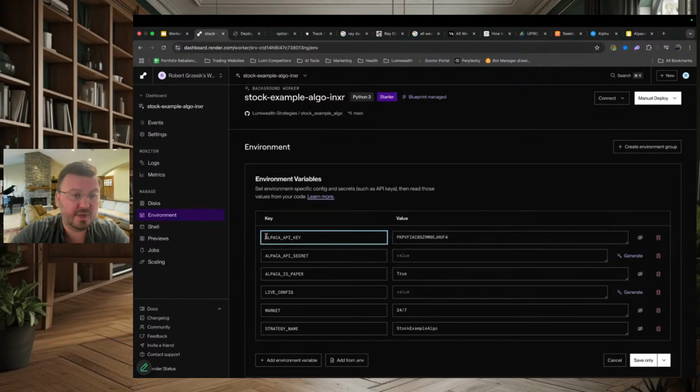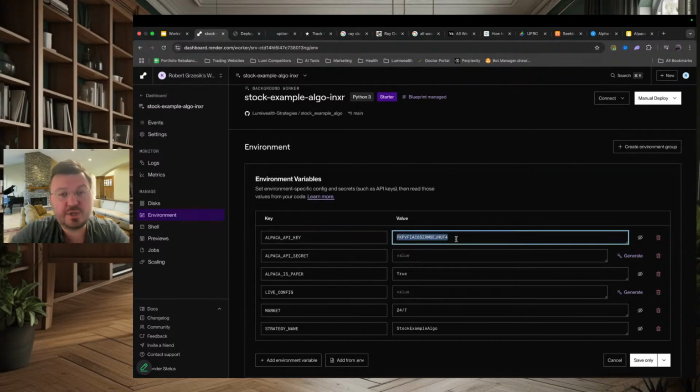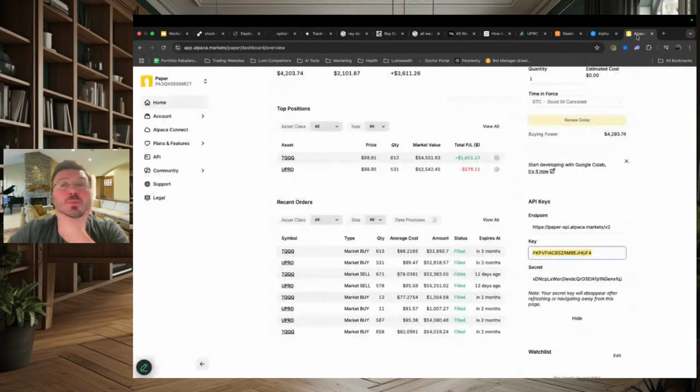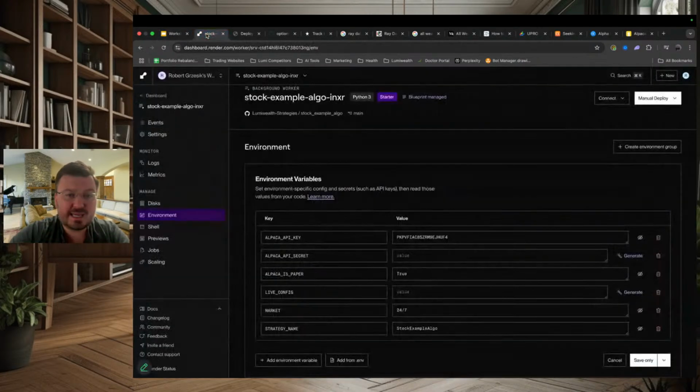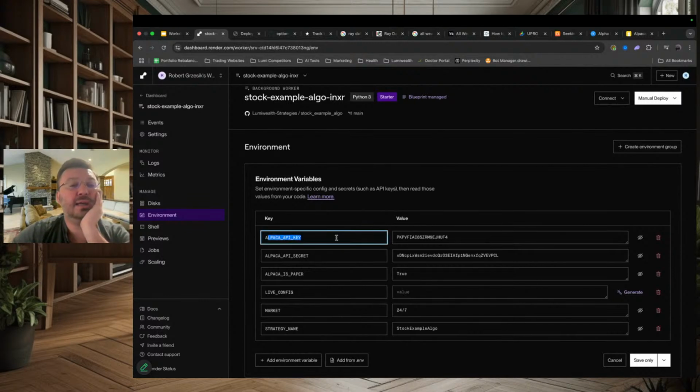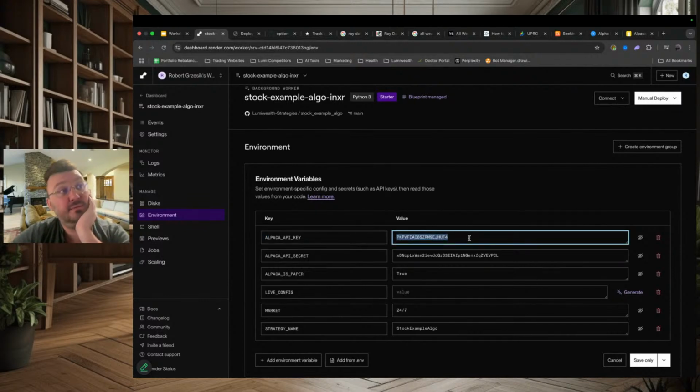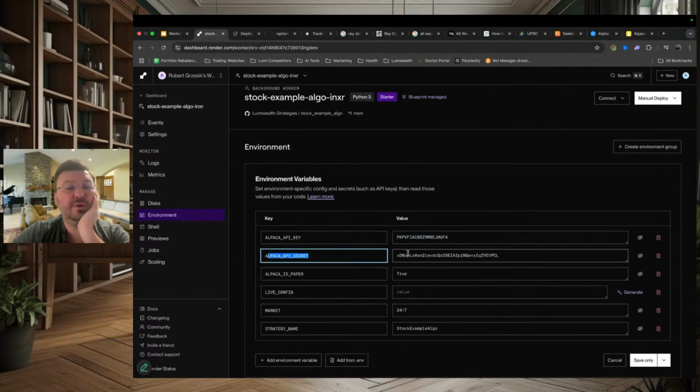Okay, so now we have Alpaca API key with a value of that actual key. Then I'm going to go back and I need to get the secret. So again, I'm going to double click it, copy, and paste that into Alpaca API secret. So now we have Alpaca API key with the actual key that I have, Alpaca API secret with the actual secret that I have as well. So now we filled in 2 out of 3.